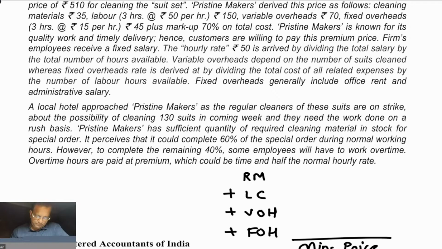Please try this question on your own, beta. Requirement part number 1. What will be the raw material relevant cost? What will be the relevant labor cost, variable overhead and fixed overhead? And every element should be checked from those two conditions. Cost must be the future cost, and future cost must change according to the decision in hand. And the decision in hand is cleaning 130 foods.